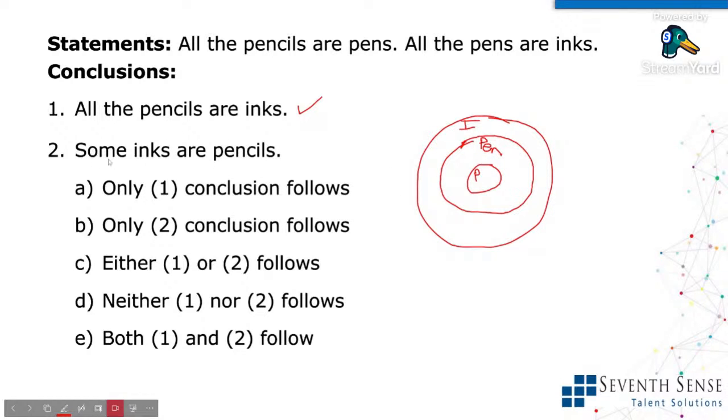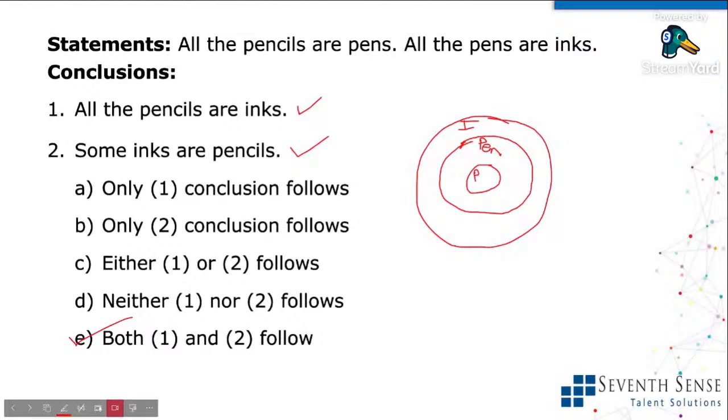Okay. Now, some inks are pencils. So some ink is basically pencils also, this part again. So yes, this is also true. So your option E is the right answer. Option E is the right answer.